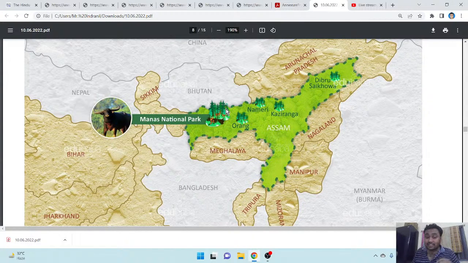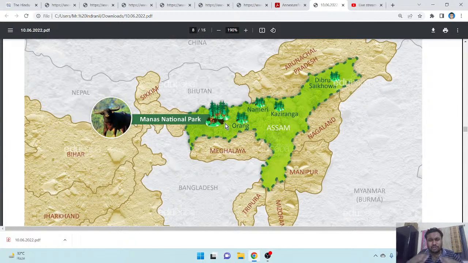So what are the important wildlife sanctuaries of Assam? That is Manas National Park, Orang National Park, Nameri, Kaziranga, Dibru. These are important, and there is another national park, Pobitora National Park. All are located in Assam and all are famous for the one-horned rhinoceros, as well as tiger reserves and elephant reserves.